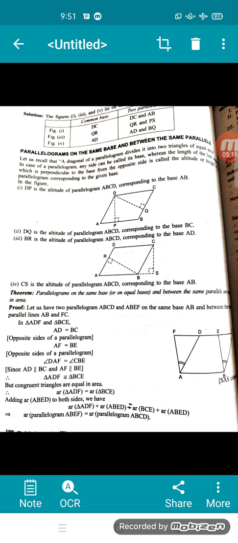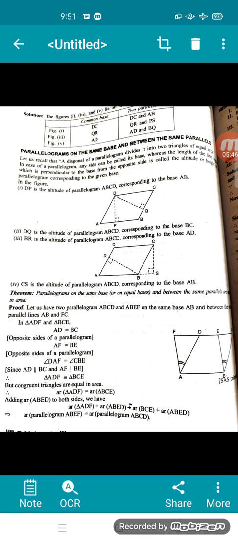Now we go to Theorem 9.1, which is very easy and very important. Parallelograms on the same base or equal bases and between the same parallels are equal in area. Let us start. See the figure. ABCD is one parallelogram. Another one you can take, ABEF. Okay. Let us have two parallelograms. Please see the figure.